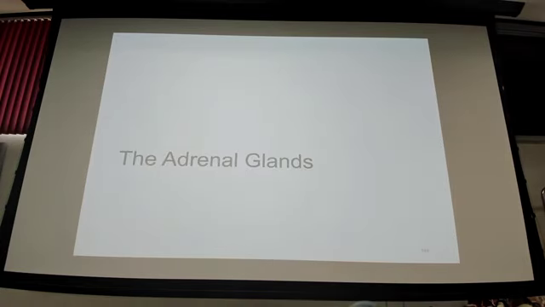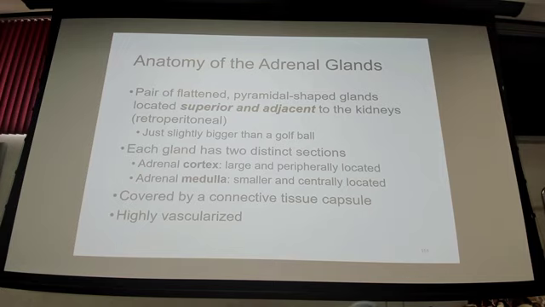They have an outer shell, right? A capsule. That is not a physiologically active portion. It's just a capsule that keeps it together. Then what we're going to talk about portions-wise are the cortex and the medulla. The cortex is the outer portion, and the medulla is the inner portion. And then we're going to subdivide those portions based on what they produce. Okay?